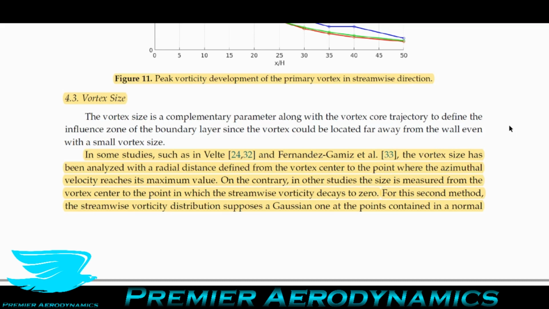Another way, there are other ways actually. You can use the lambda 2 method. You can also use the Q criterion. These are 2 other methods. I'm not going to go into them. They're just mathematical equations which can determine when a vortex is present or not and where it really exists.